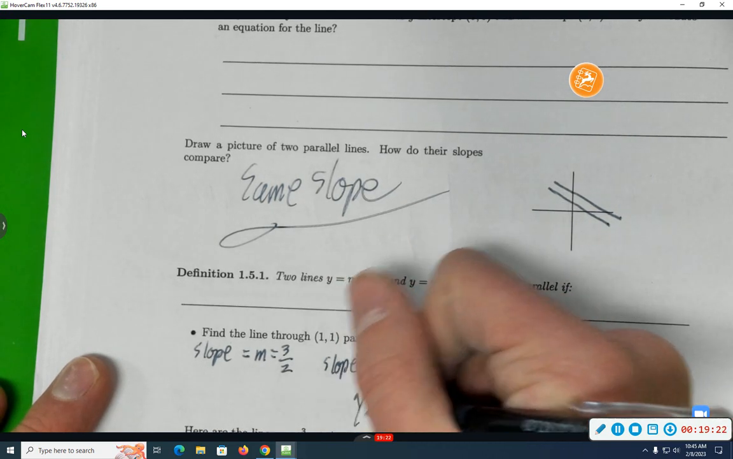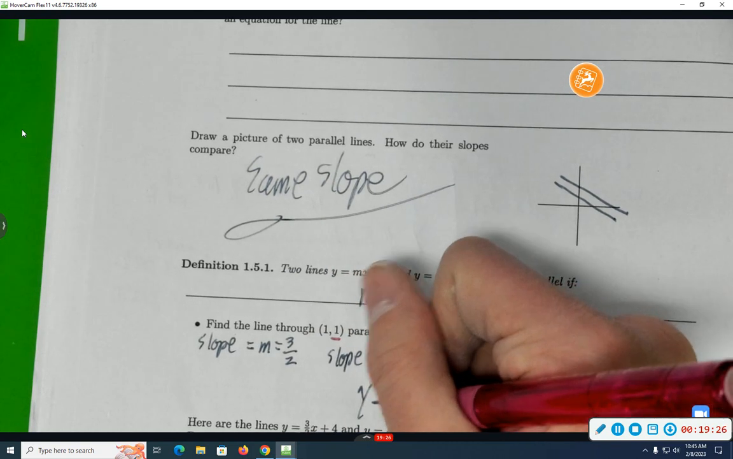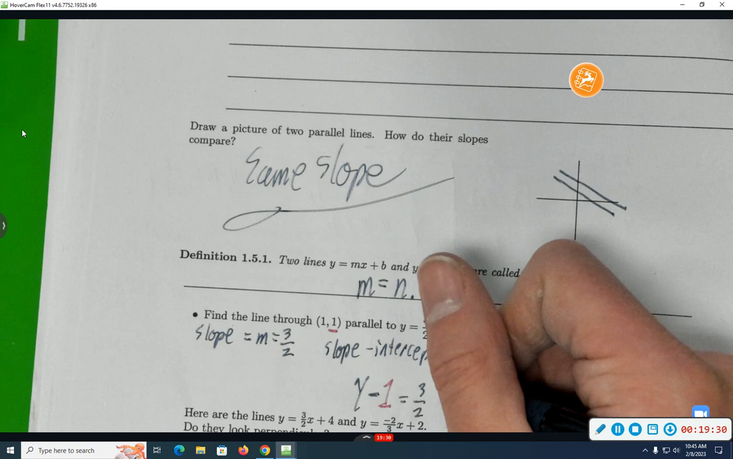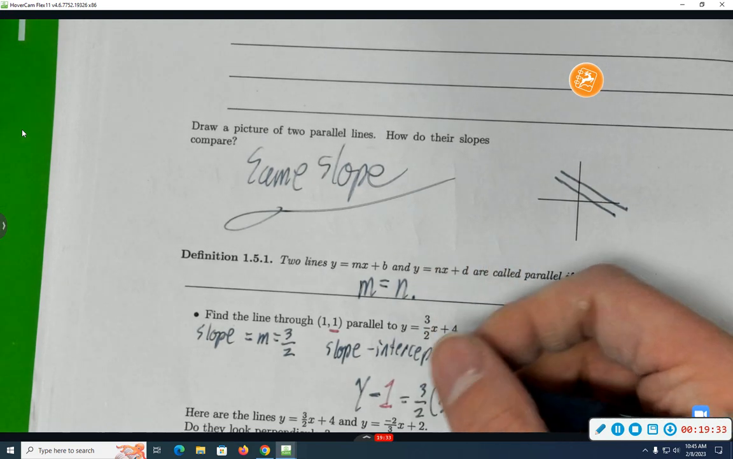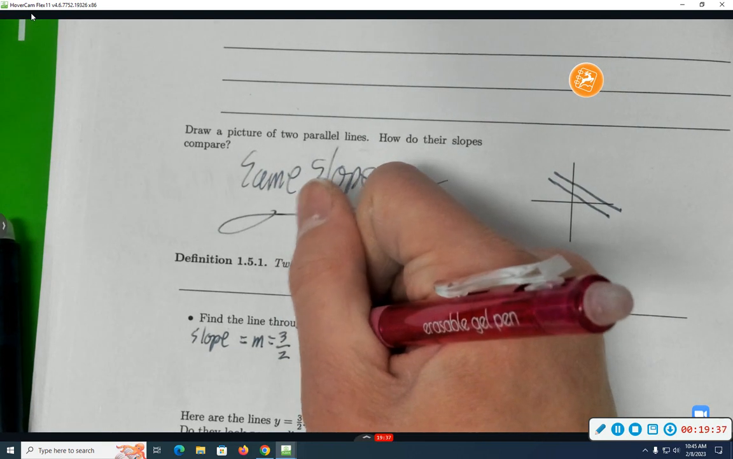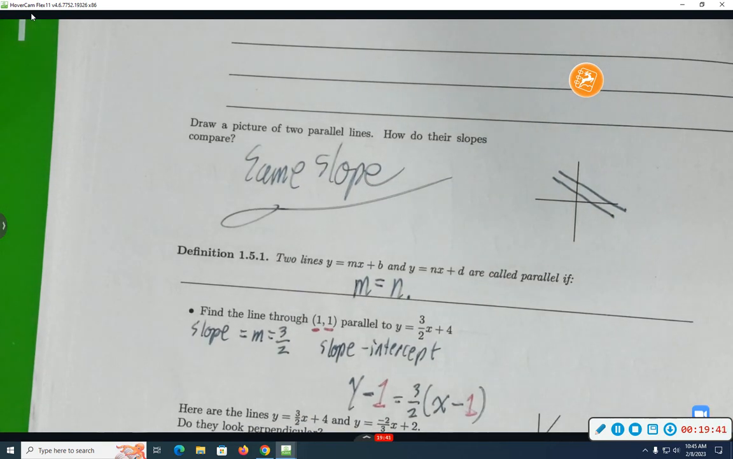So it'll be y minus y0. So y minus 1 equals 3 halves times (x minus x0), which is also 1. And is that an equation? Yeah. If you wanted to put it in slope-intercept form, you could, but you don't need to. So that's how you find a new line parallel to an old line. Just use that they have the same slope.